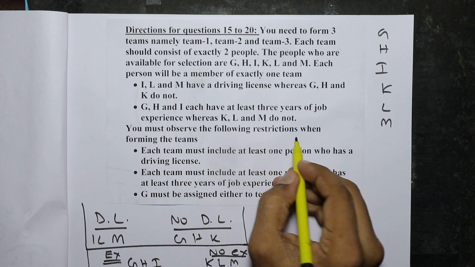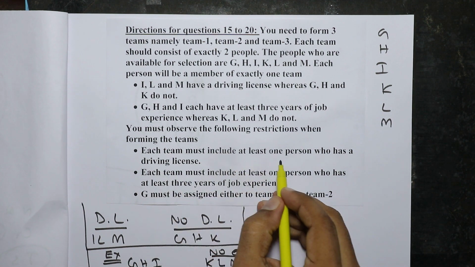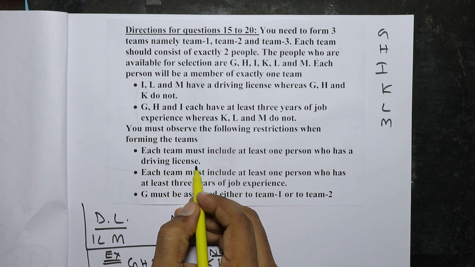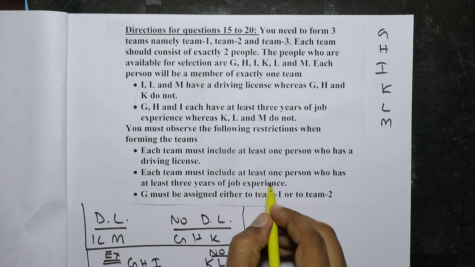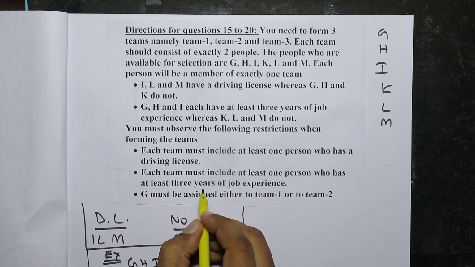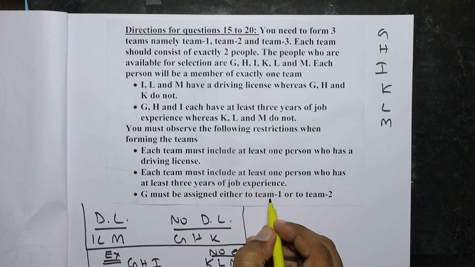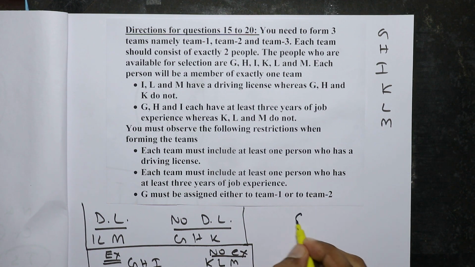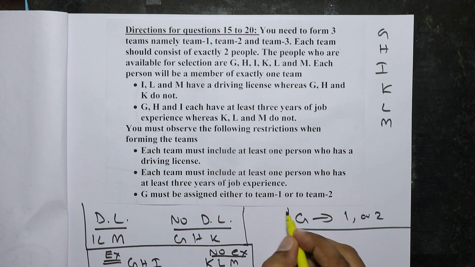You must observe the following restrictions when forming the teams. Each team must include at least one person who has a driving license. So either I, L, or M, one of them should be there in each team. Each team must include at least one person who has at least 3 years of job experience. Now the people who have job experience are G, H, and I. At least one of them should be there in each team. G must be assigned to team 1 or to team 2. So G should be assigned to 1 or to 2. So G cannot be assigned to 3.